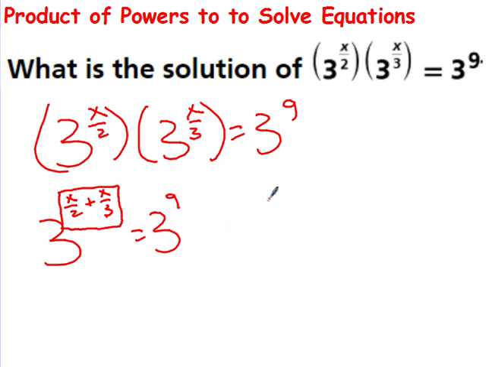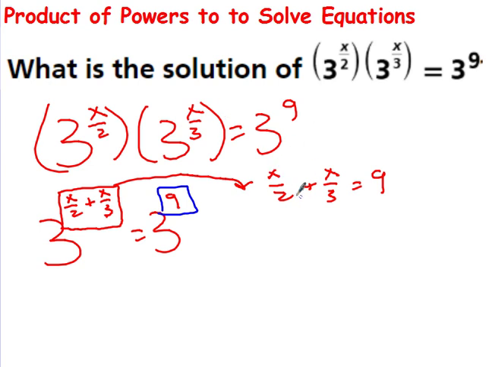So now I can set up a separate equation over here, underneath on the side. I just have more room over here. My equation that I'm really trying to solve is x over 2 plus x over 3 is equal to 9. Because if I have the base of 3, then I just need this piece to equal 9, and then they'll be equivalent. Now I have to actually solve my equation.